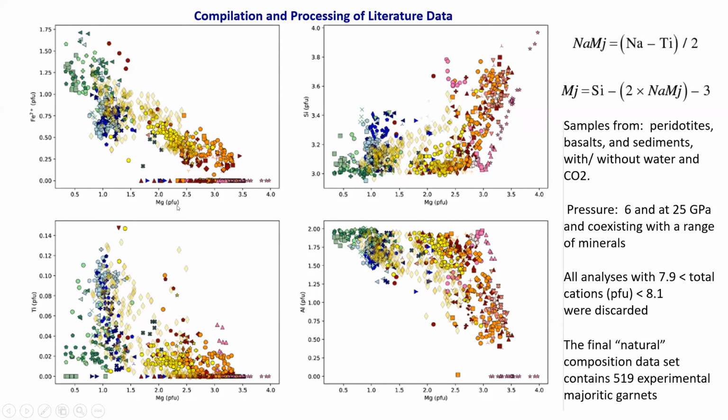And here what we can see is, for example, magnesium. The legends are not given because they are so large in number. But the higher magnesium end members are from the peridotitic rocks, and the lower ones are generally from sedimentary rocks. He calculated the APFU, atoms per formula unit, and only took values where the total cation charge is between 7.9 and 8.1. The others have been removed, and the pressure range is about 6 to 25 GPa. And these majoritic and sodium majoritic end members have been calculated using these formulas.